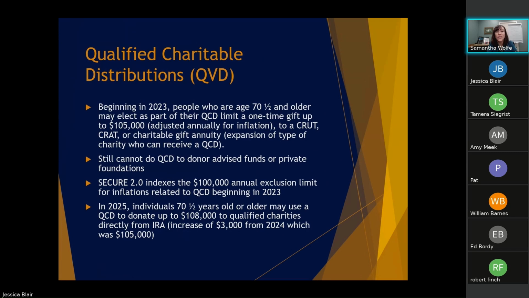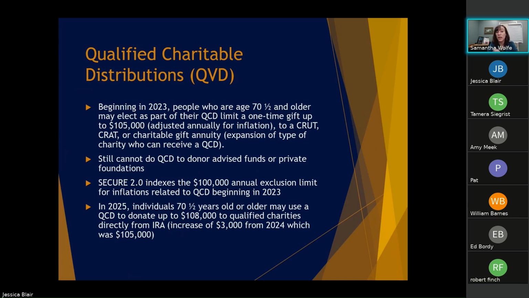In 2023, people who are age 70 and a half and older may elect, as part of their qualified charitable distribution limit, a one-time gift up to $105,000. Now it is adjusted annually for inflation to a charitable remainder trust, that's the CRUT and the CRAT, or a charitable gift annuity, and that's an expansion of the type of charity that can receive a QCD. You still can't do it to a donor advised fund or to a private foundation. And Secure 2.0 did index that 100,000 for inflation beginning in 2023.